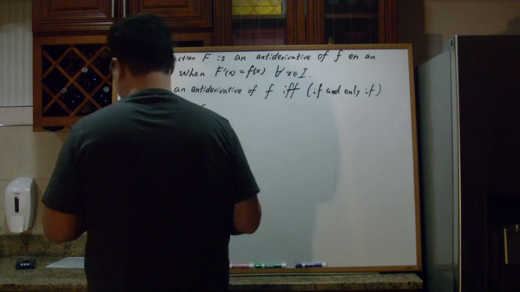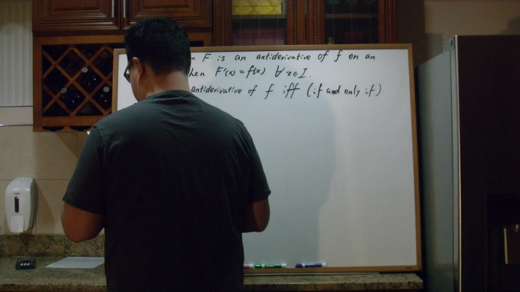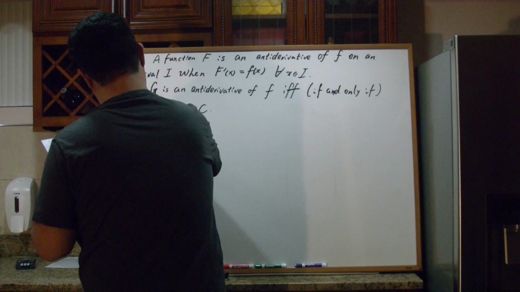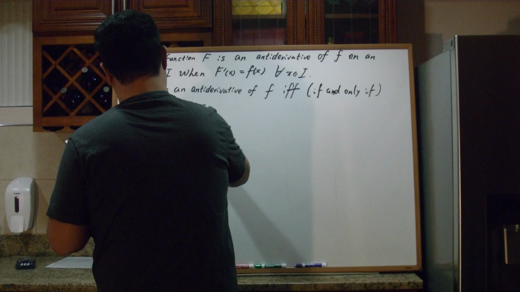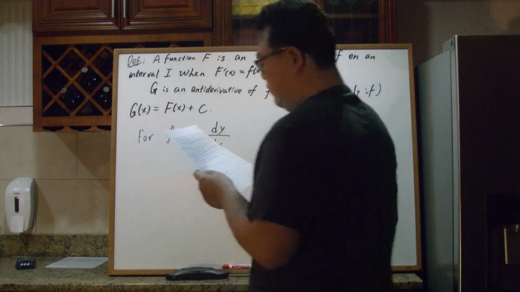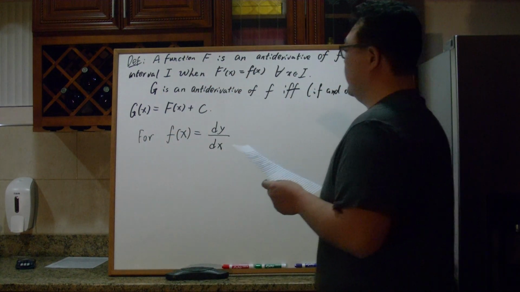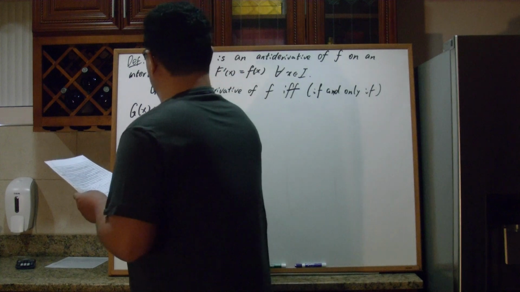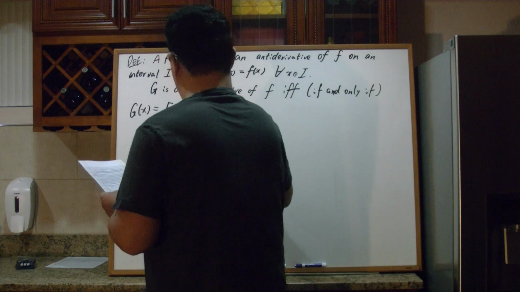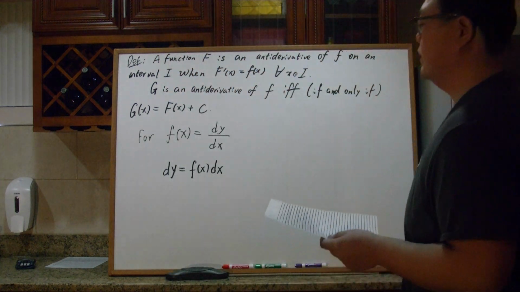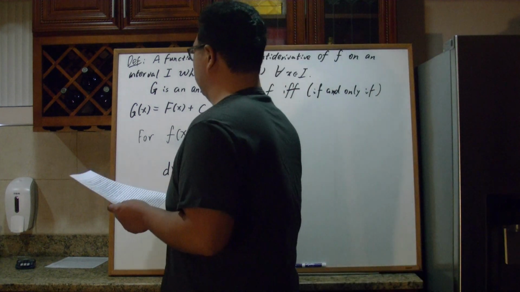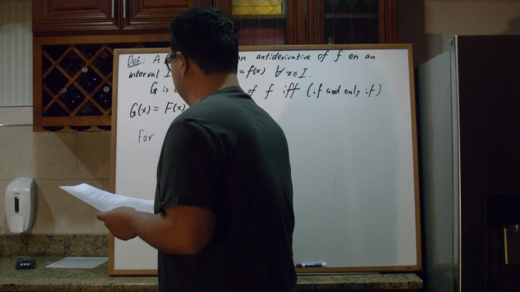So in view of notation, for f of x to be dy over dx, what we can do, as mentioned, is separate the dy and the dx. Multiplying dx on both sides, we get that notation. And we apply the integration symbol to both sides.